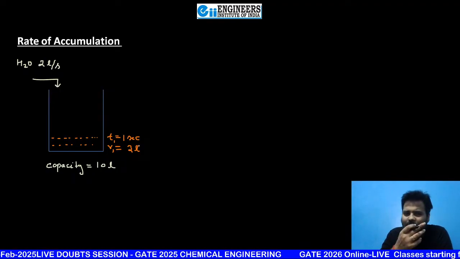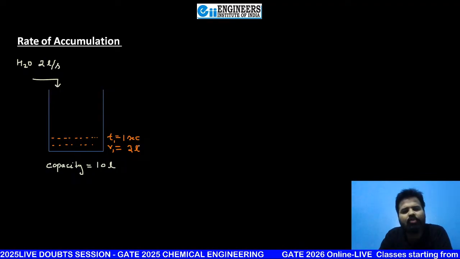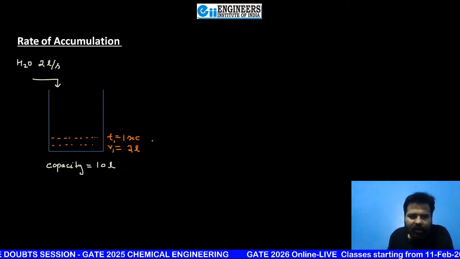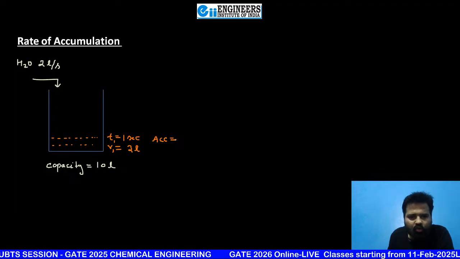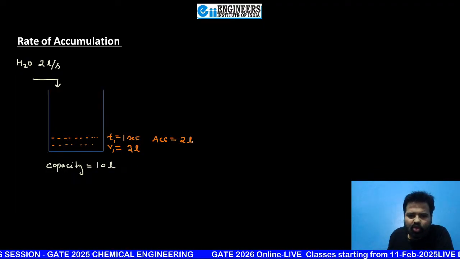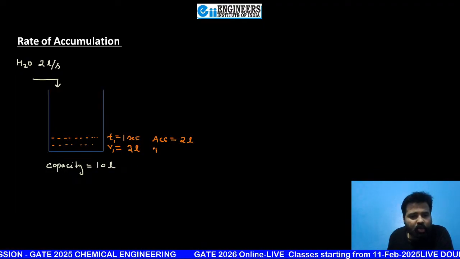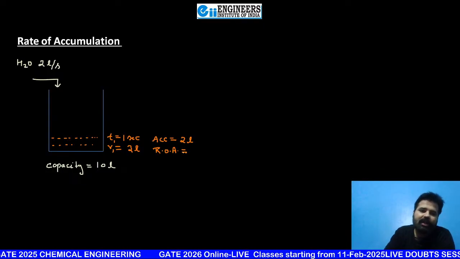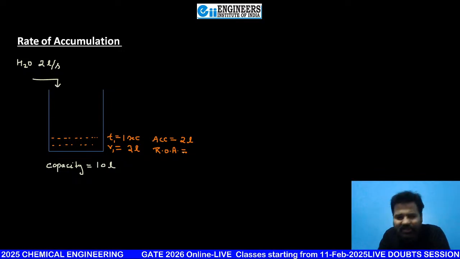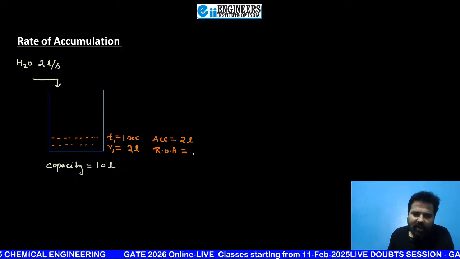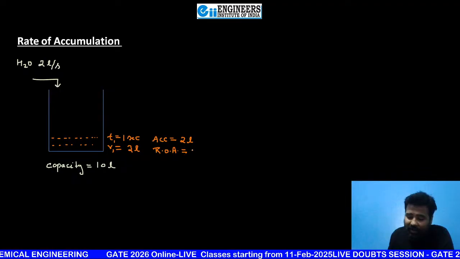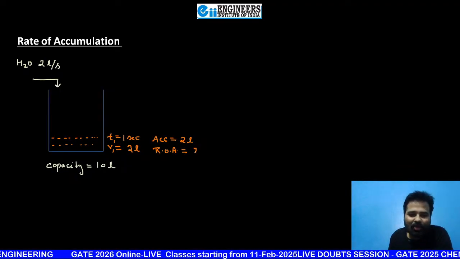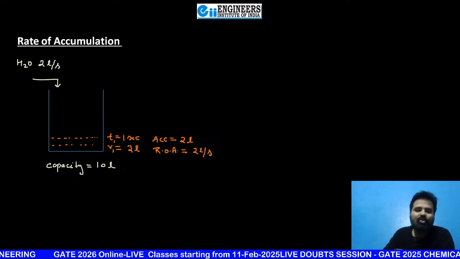Can you tell me what is the value of accumulation here? What is the value of accumulation at time t is equal to 1 second? Definitely, my dear students, it is 2 liter. And if I am asking you, beta, what is rate of accumulation? Can you tell me what is rate of accumulation? Absolutely correct, beta. So it is 2 liter per second.